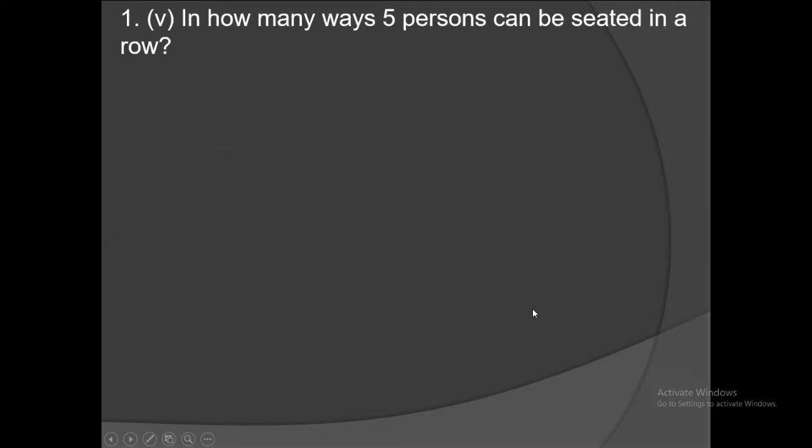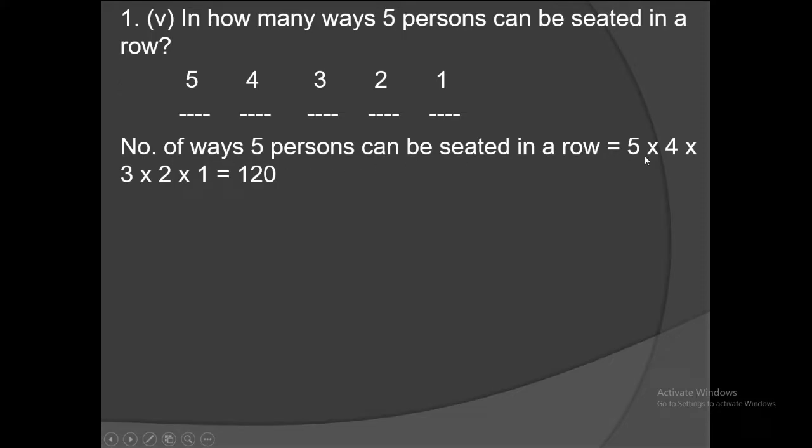Now sum number, subdivision number 5 from sum number 1. In how many ways can 5 persons be seated in a row? Okay, so 5 persons seated in a row means, you see here 1, 2, 3, 4, 5 seats. So the first place can be occupied by any one of the 5 persons. So remaining 4 is there, then 3, then 2, then 1. So the number of ways 5 persons can be seated in a row is 5 into 4 into 3 into 2 into 1, which is 120.